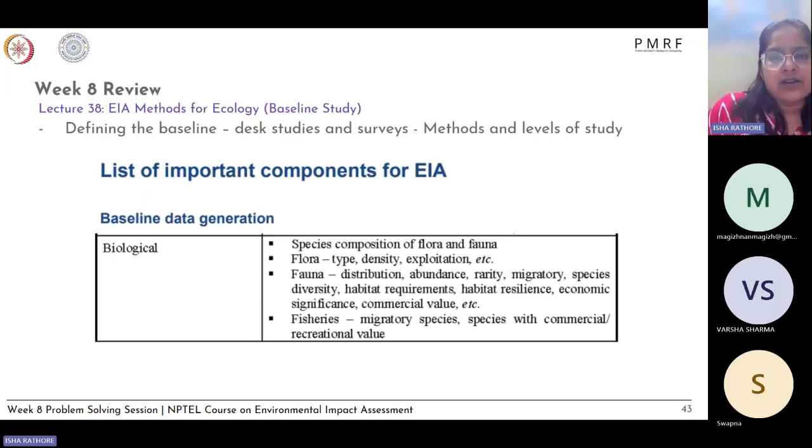In terms of data which we collect during baseline studies, in terms of biological data, we identify how many species of plants and animals there are, that is flora and fauna, the type, density, and exploitation of flora, the distribution, abundance, rarity, whether there are migratory species, the species diversity, habitat requirements, habitat resilience, economic significance, and commercial value. You determine those for your fauna or animal species. For fisheries, again, you identify migratory species and species with commercial or recreational value.